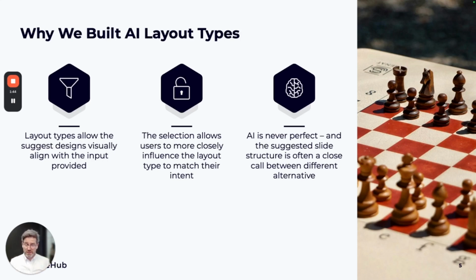So now you'll start seeing these different layout categories. Another thing we've done is that we allow you as the user to select the type of layout category. Because the AI is never perfect, you now have the ability to specify the correct layout type yourself, so that you are sure you find the layout type that matches your intent with the slide.